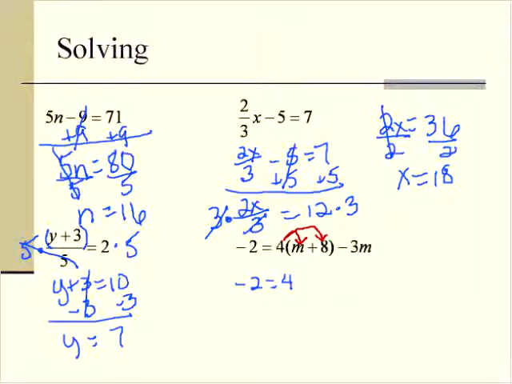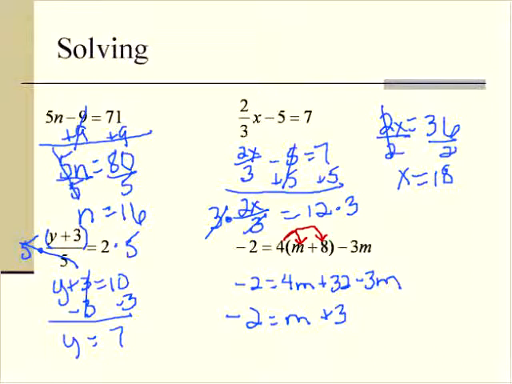So that's going to give me 4m plus 32 minus 3m. And now I have to get my m's together. So I have a 4m and a negative 3m. So this is going to give me a positive 4 and a negative 3 is going to give me a positive 1m, or just an m.